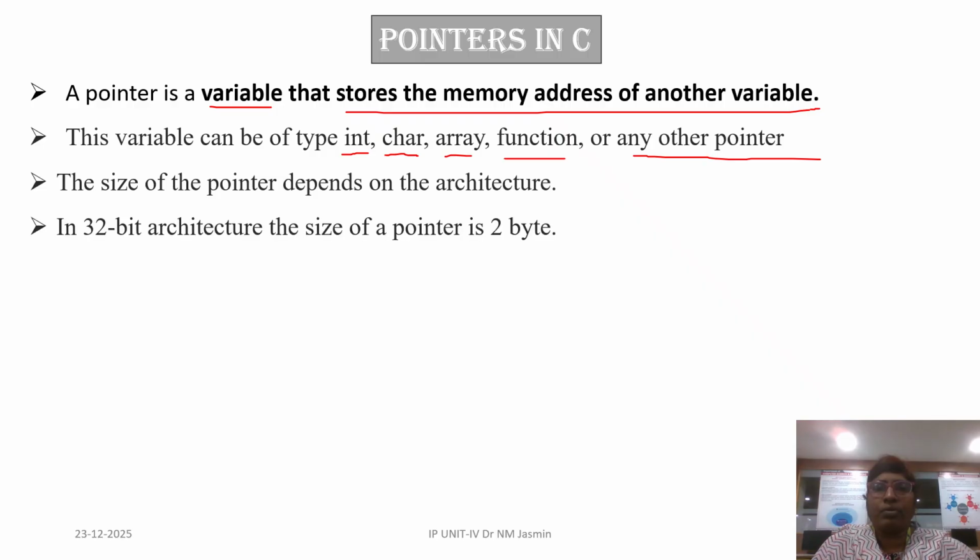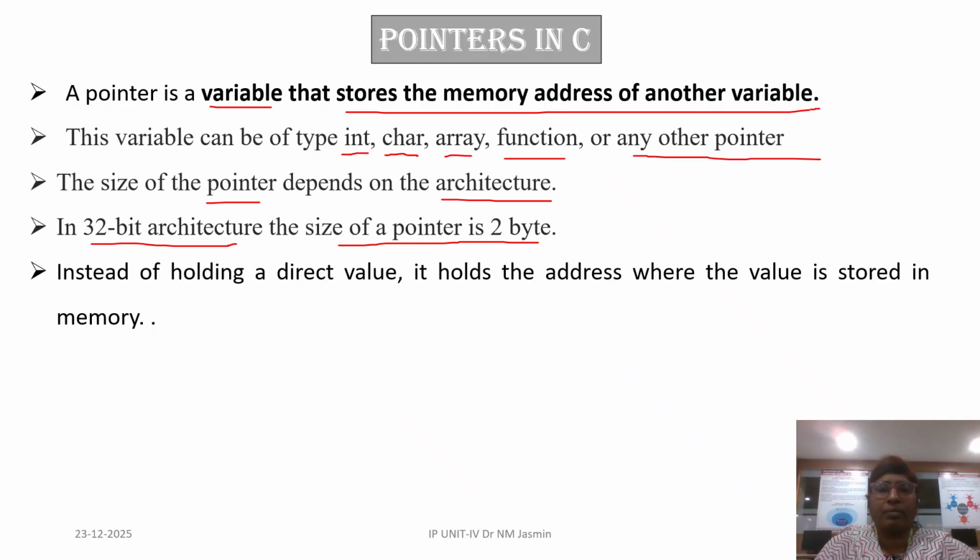The size of a pointer mainly depends on the architecture of your computer. Say if the architecture of the computer is 32-bit, the size of the pointer is 4 bytes. If it is 64-bit architecture, the size of the pointer is 8 bytes. So a pointer, instead of holding a direct value, holds the address where the value is stored in memory.